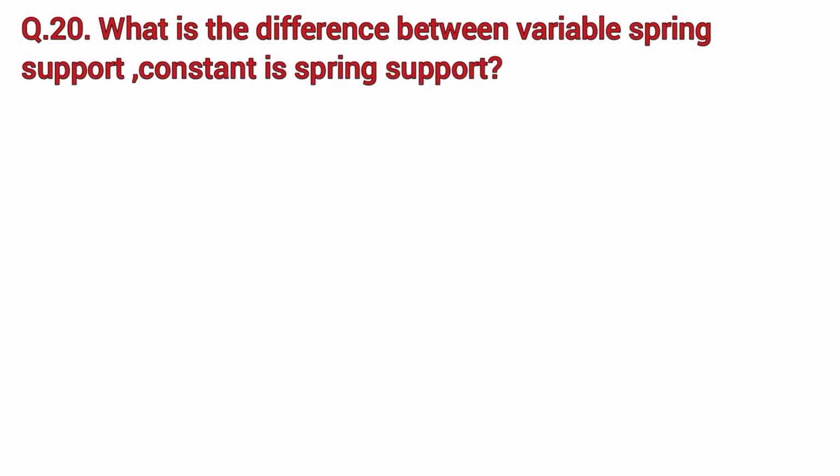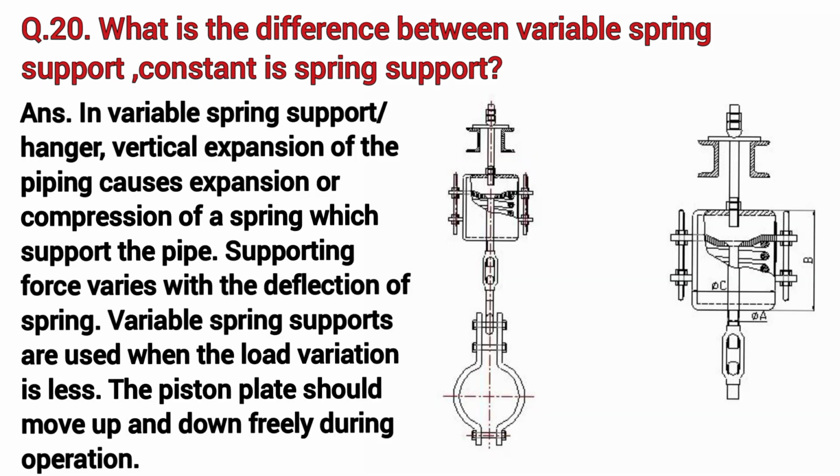What is the difference between variable spring support and constant spring support? In variable spring support hanger, vertical expansion of the piping causes expansion or compression of a spring which supports the pipe. Supporting force varies with the deflection of spring. Variable spring supports are used when the load variation is less. The piston plate should move up and down freely during operation.